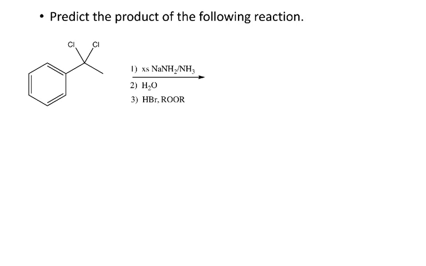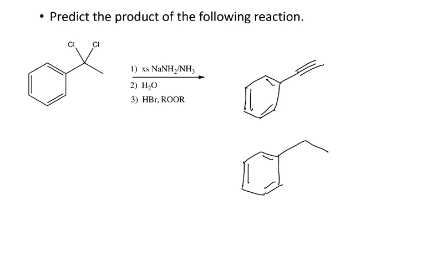So the first thing we'll do is, these two sets of reagents will give us the alkyne. Right, so that would be the product after these first two steps. Then when I react this with the HBr in the presence of peroxides, I'm going to get anti-Markovnikov addition. And so my final product would be this.